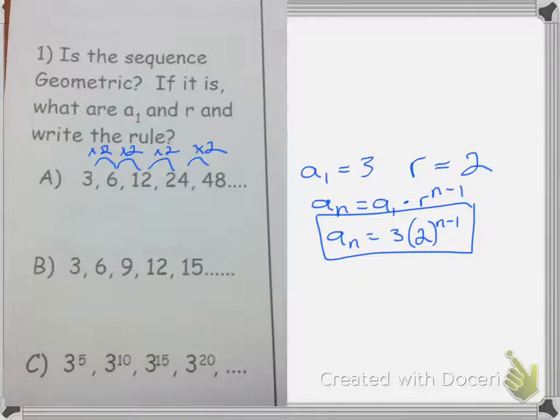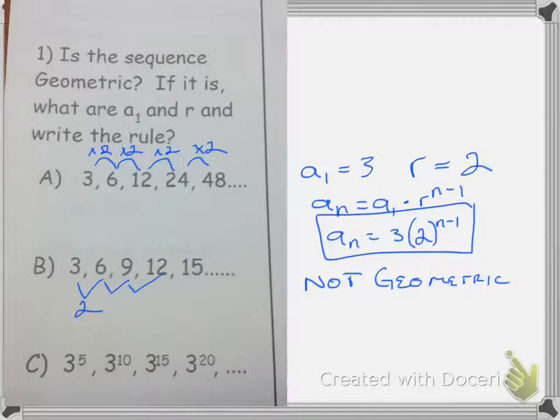And this next one, to get from 3 to 6, I would multiply by 2. But to get from 6 to 9, I don't multiply by anything, and I can't multiply by anything to get from 9 to 12. This one is not geometric. If you notice, this one is actually arithmetic.